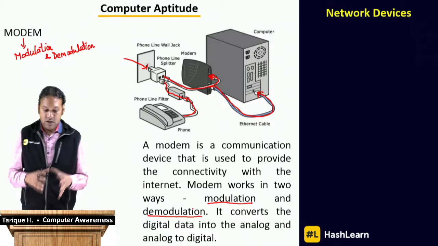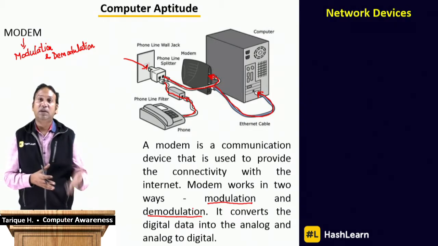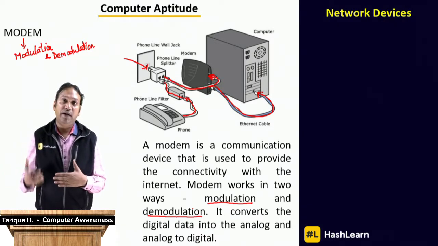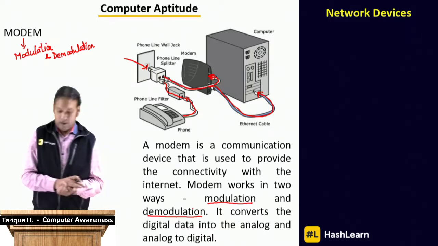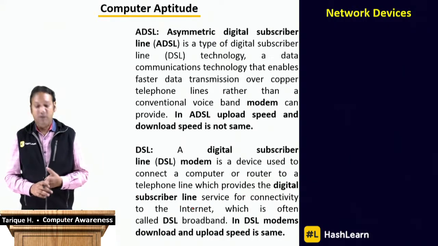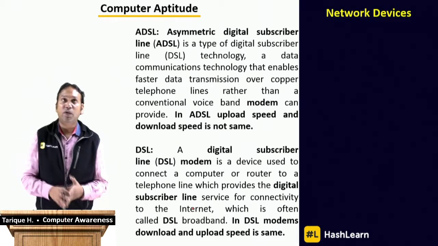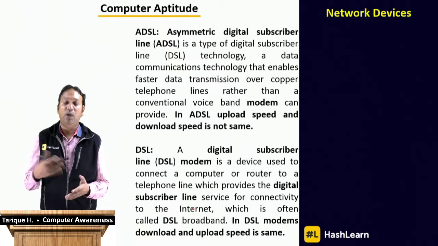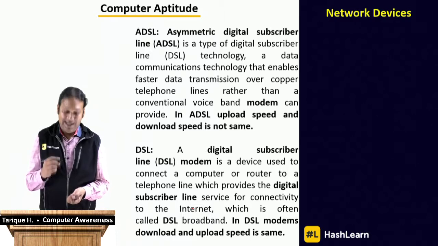So a modem is the one which converts the analog signal into the digital signal and digital signal into the analog signal. Clear? Now also there are two types of modems that you have, and you should know the meaning of these two types and what they represent. One is the ADSL.